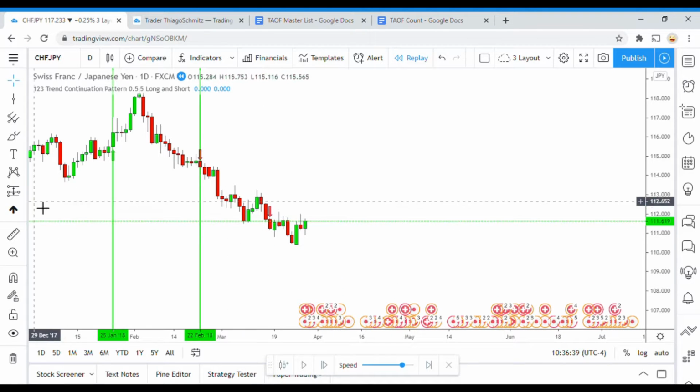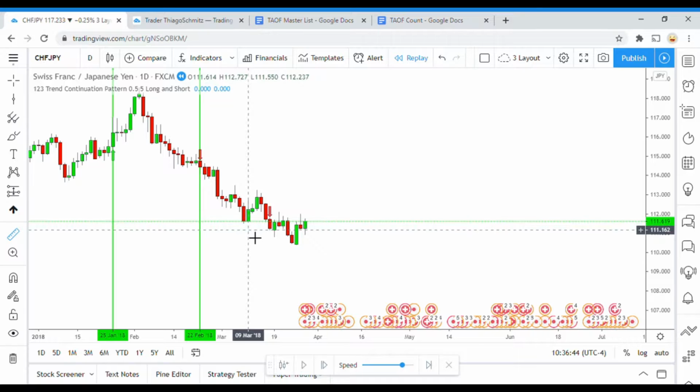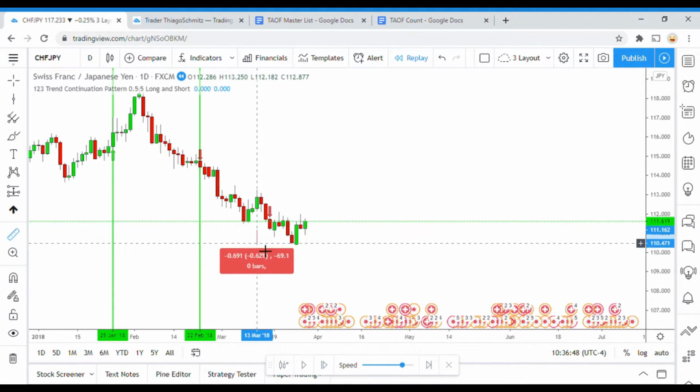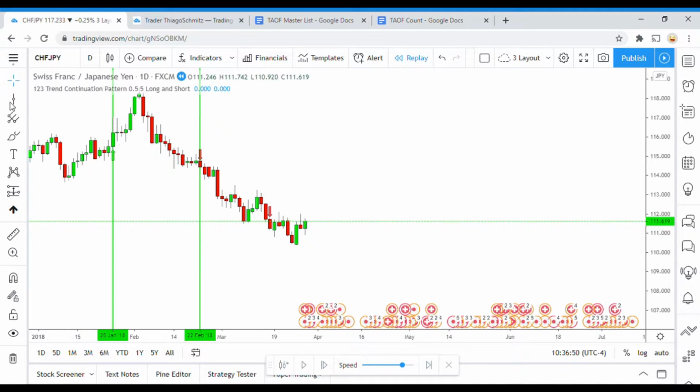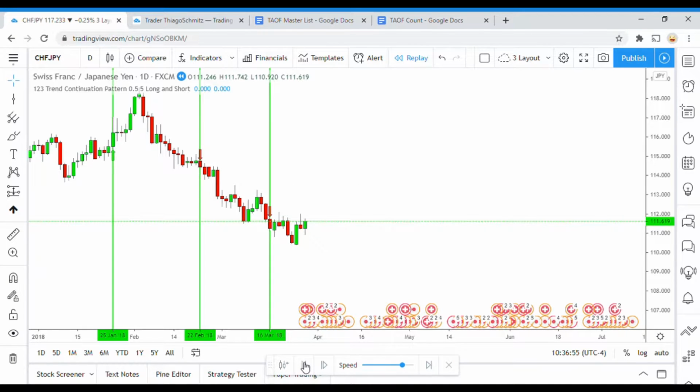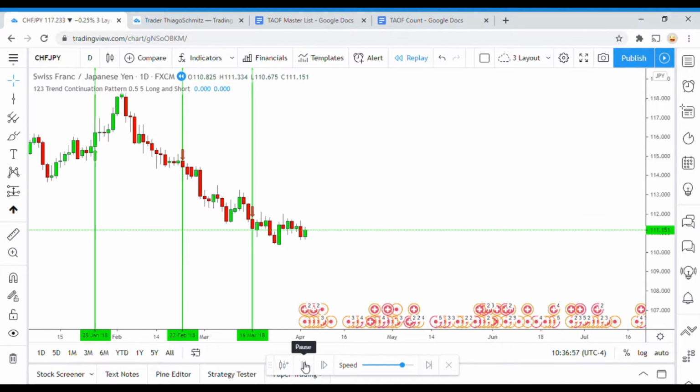Another signal there. Let's see. Let's measure this out here. So this would have been open, and we would have gotten a win on that one also. Not a huge one, but a win nonetheless.